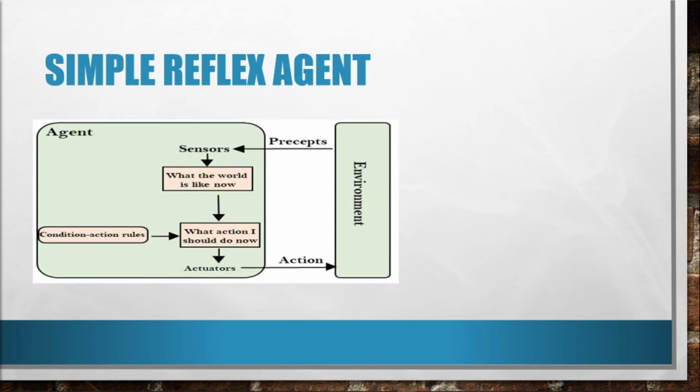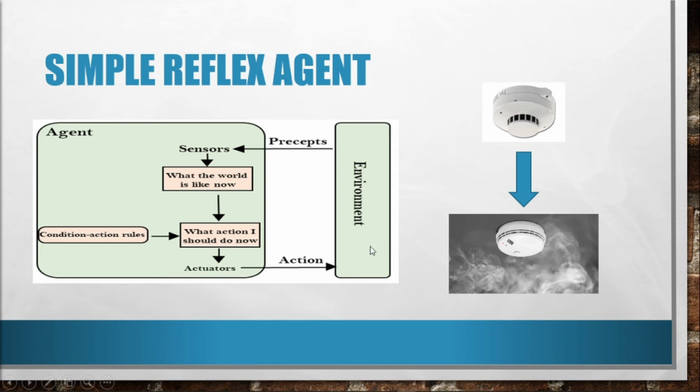These diagrams actually explain the simple reflex agent. Over here, it uses the sensor to perceive its environment. Taking the smoke detector for example, it uses these sensors to see whether there is smoke coming. After it senses, the question comes, what is the world like now? Is there smoke in the environment or not? Once there is smoke, it comes over here, condition action rule. Once it has detected smoke, it starts performing action by blowing the alarm into the environment. And if there is no smoke, it stays silent. So basically, that is how the simple reflex agent works.